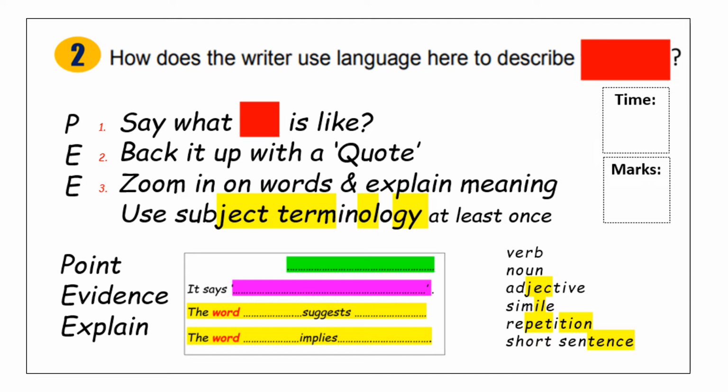The time we know is 15 minutes, maybe just under, and the marks for this is only 8. 8 out of, for the whole paper, is 80, and only 8 out of the 40 marks for this reading section.